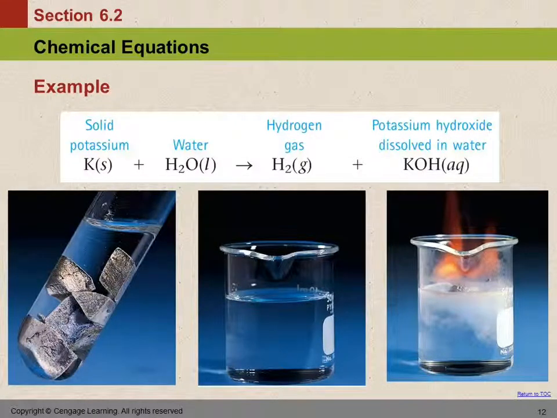So here's an example of a chemical reaction. Here we have solid potassium metal. So we have K and then s in parentheses after that. So that's telling us that the potassium is a solid in this reaction. And we're reacting it with water in the liquid state. If a temperature or other conditions are not specified, then we assume that it's at room temperature. So this is something that would happen at room temperature.